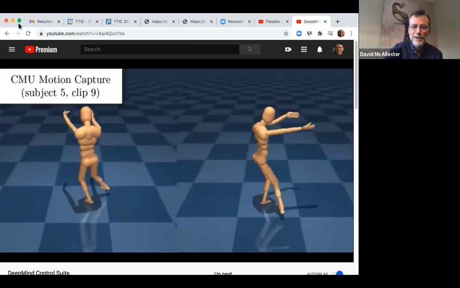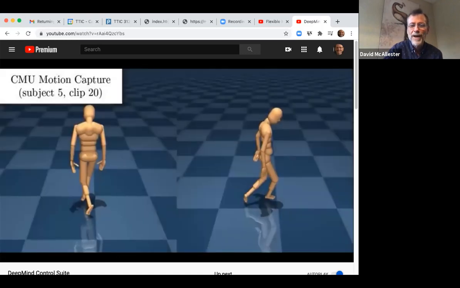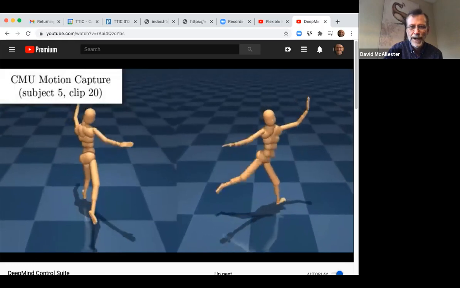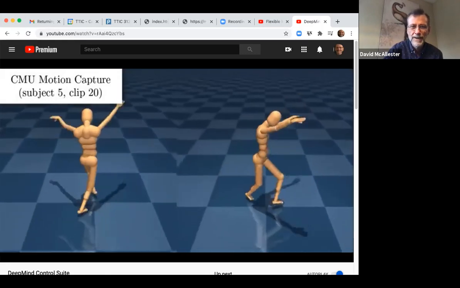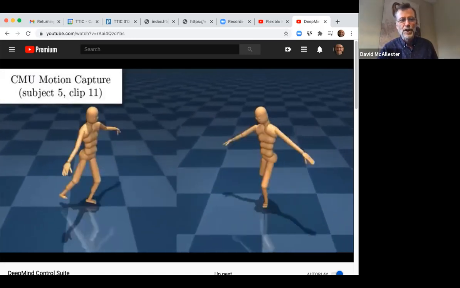And here's motion capture. I don't know why they motion captured dance. I would have motion captured just real walking and running to see how different they are from what has been learned. Okay, I'm going to stop this.